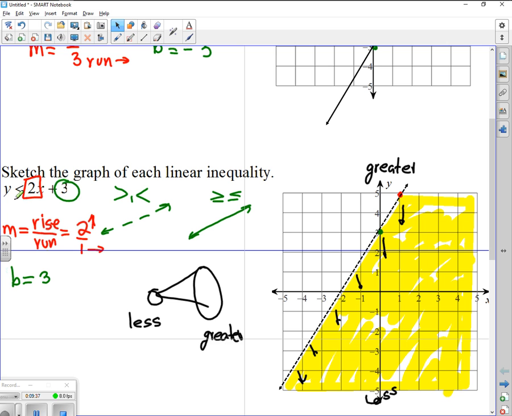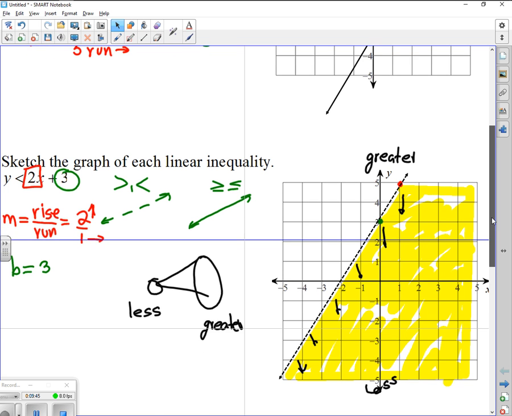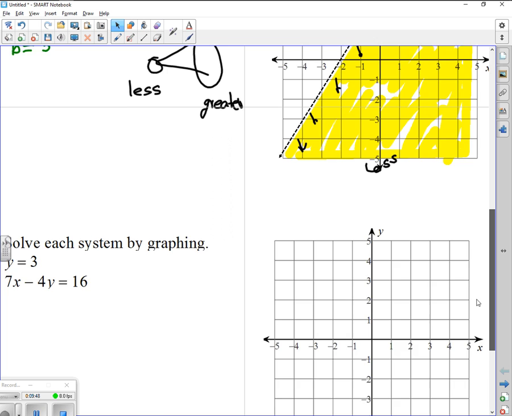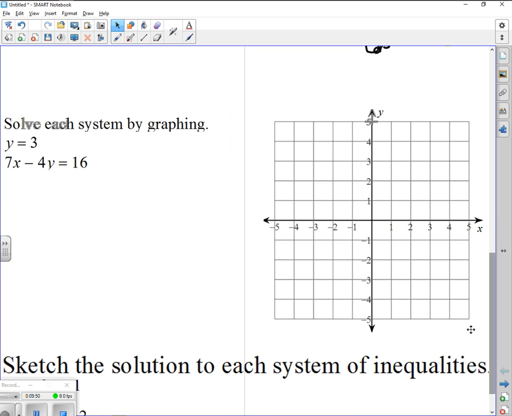If it says less, then you go below the line. If it says greater, you go above the line. Okay, so that's the graph inequalities. Next type of problem is a system of equations, and they're going to solve it by graphing.